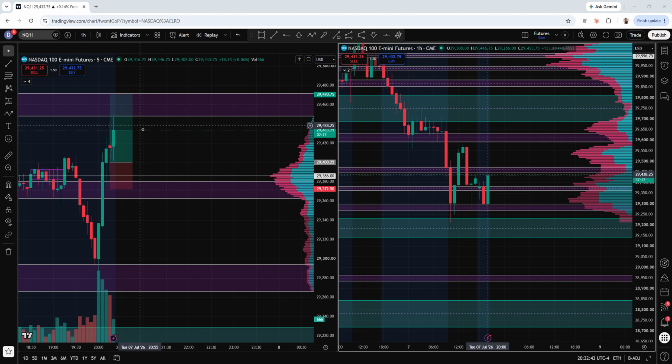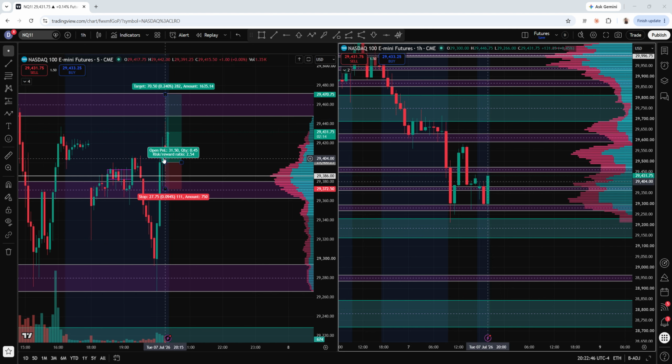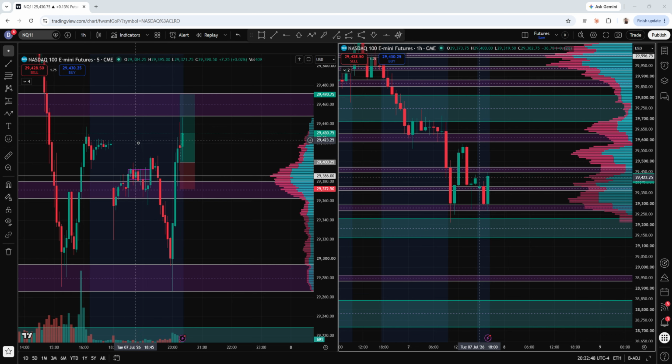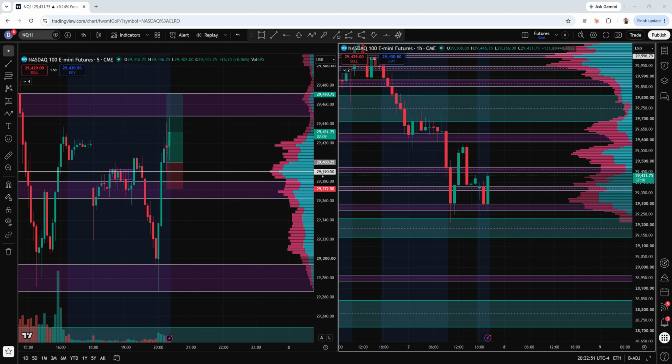So we did test against this kind of resistance band. We still haven't printed a body above this level, which I want to see.